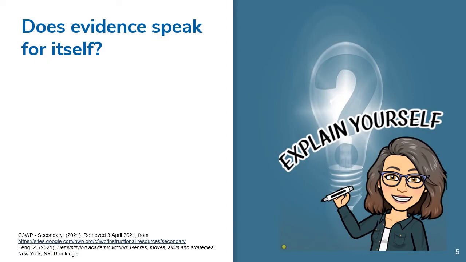All right, we've just talked about the different types and sources of evidence you can use and the different functions that evidence can provide. You've got that in your paper. Does that mean you're done? And the answer is no. Evidence does not speak for itself.